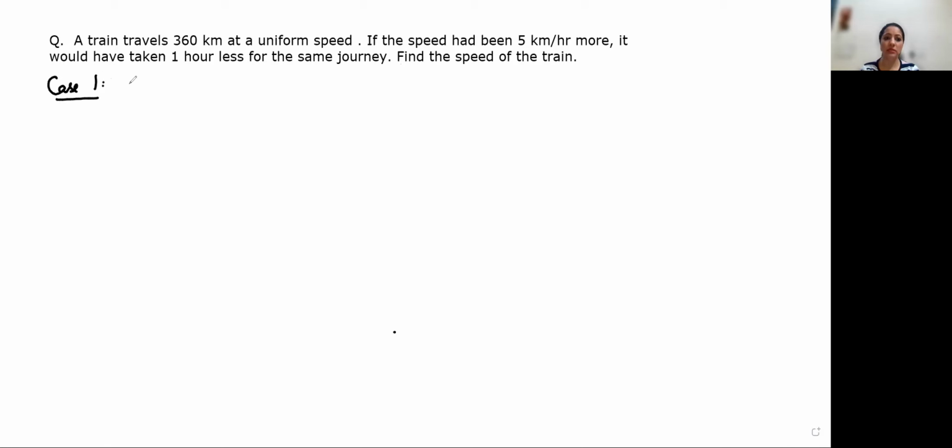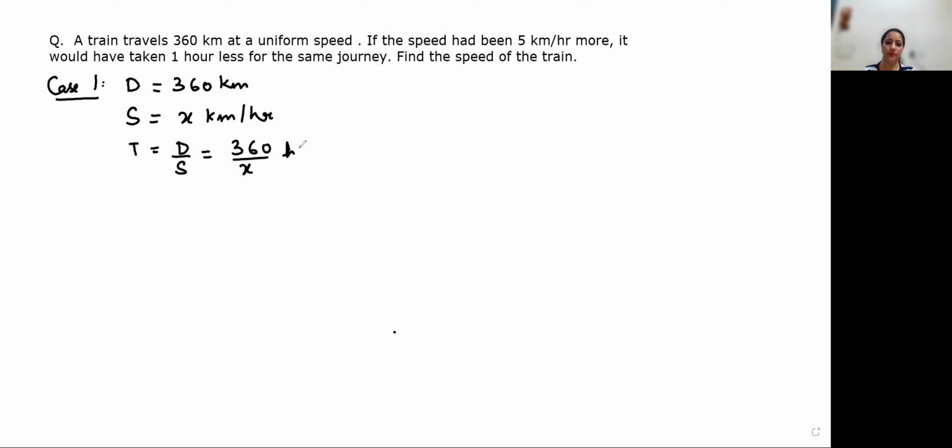In case 1, the distance which the train is traveling is 360 km. Now the speed of the train is not given in the question. Though it's given that it's a uniform speed, the speed is not given to us. We have to find the speed in this case. So the speed I'm going to take as x kilometer per hour. Now the time taken in the original case, where the speed is x kilometer per hour, would be 360 upon x. Now how did I get 360 upon x? That's distance upon speed. So this is 360 upon x hours.